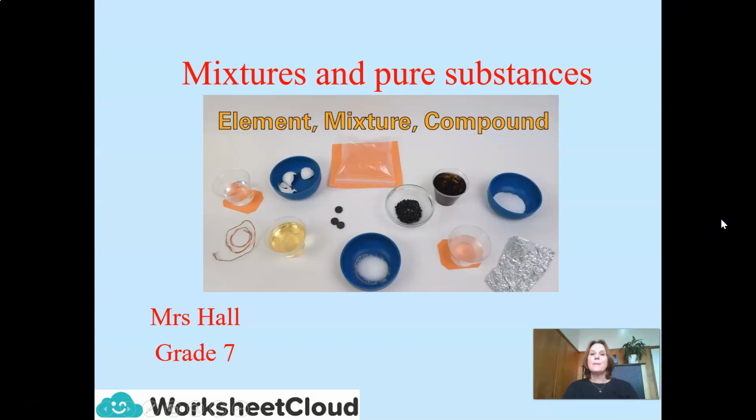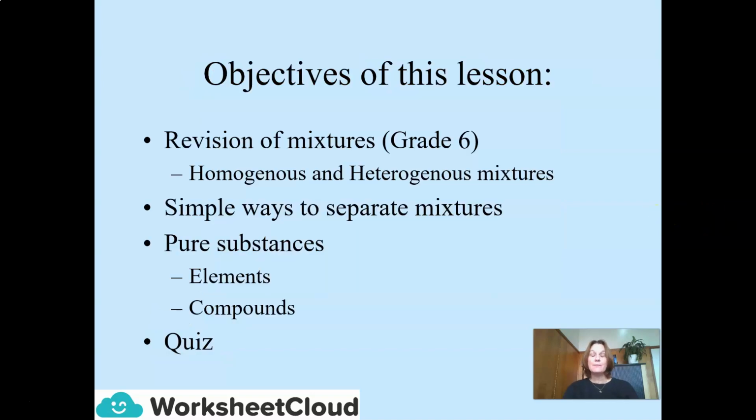Today's lesson is on mixtures and pure substances, and we are going to make sure that by the end of this lesson, we have covered the following objectives. We're going to look at the revision of mixtures from grade 6. I always like to go back just a little bit backwards so that you've got the building blocks to move you forward. It's very important that we recap and then we are able to move forward with a solid understanding of previous knowledge. We're going to look at homogeneous and heterogeneous mixtures. We're going to look at simple ways to separate mixtures and how they benefit us in everyday life.